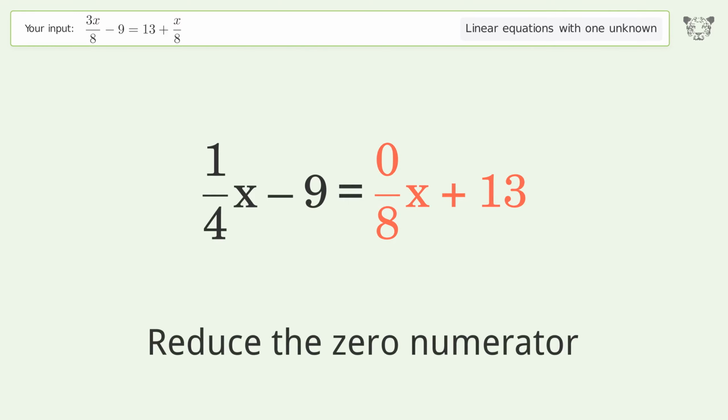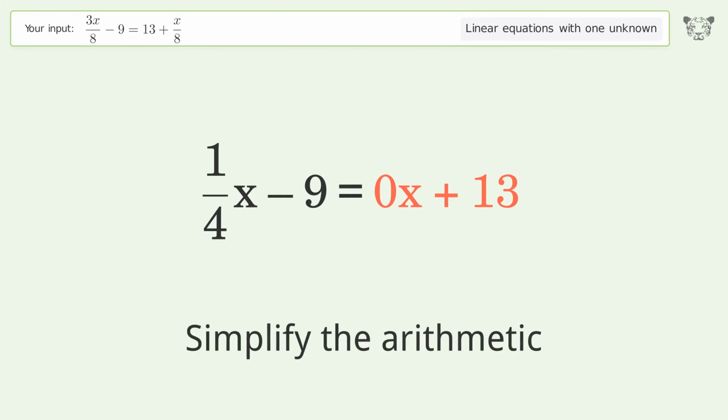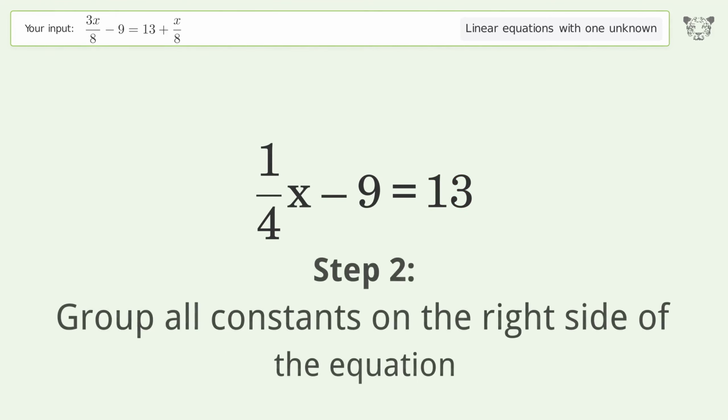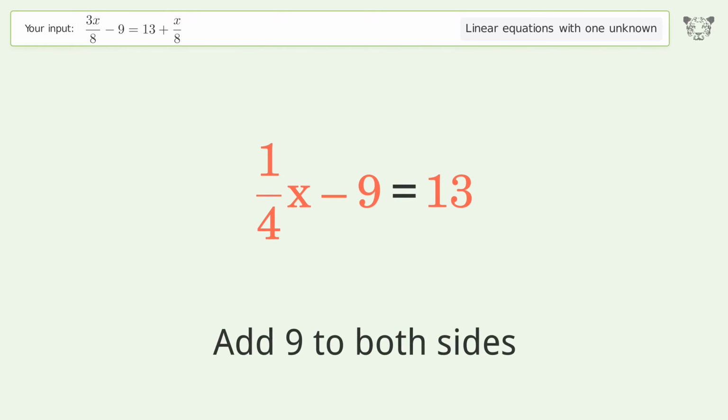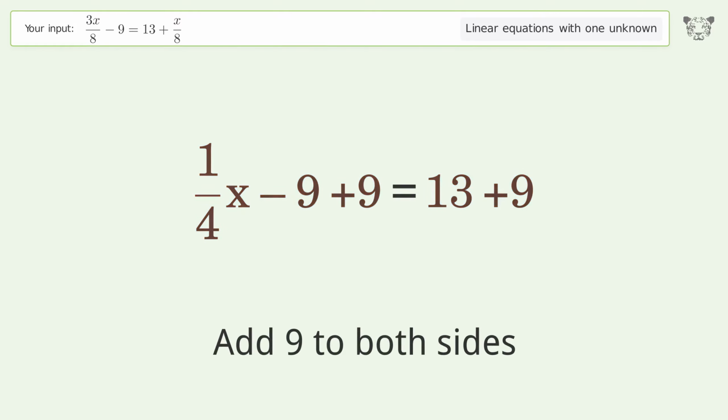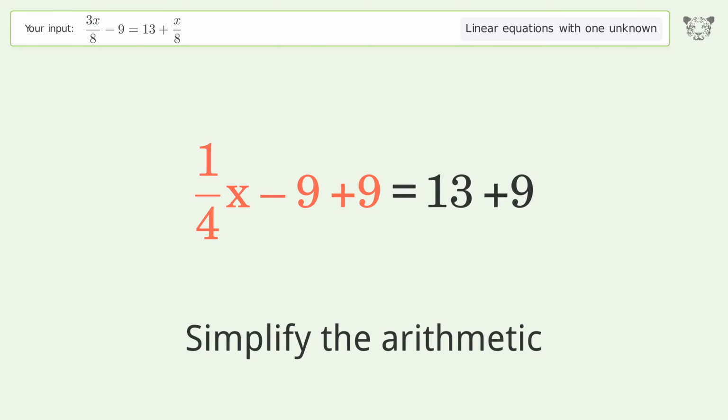Reduce the zero numerator. Simplify the arithmetic. Group all constants on the right side of the equation. Add 9 to both sides. Simplify the arithmetic.